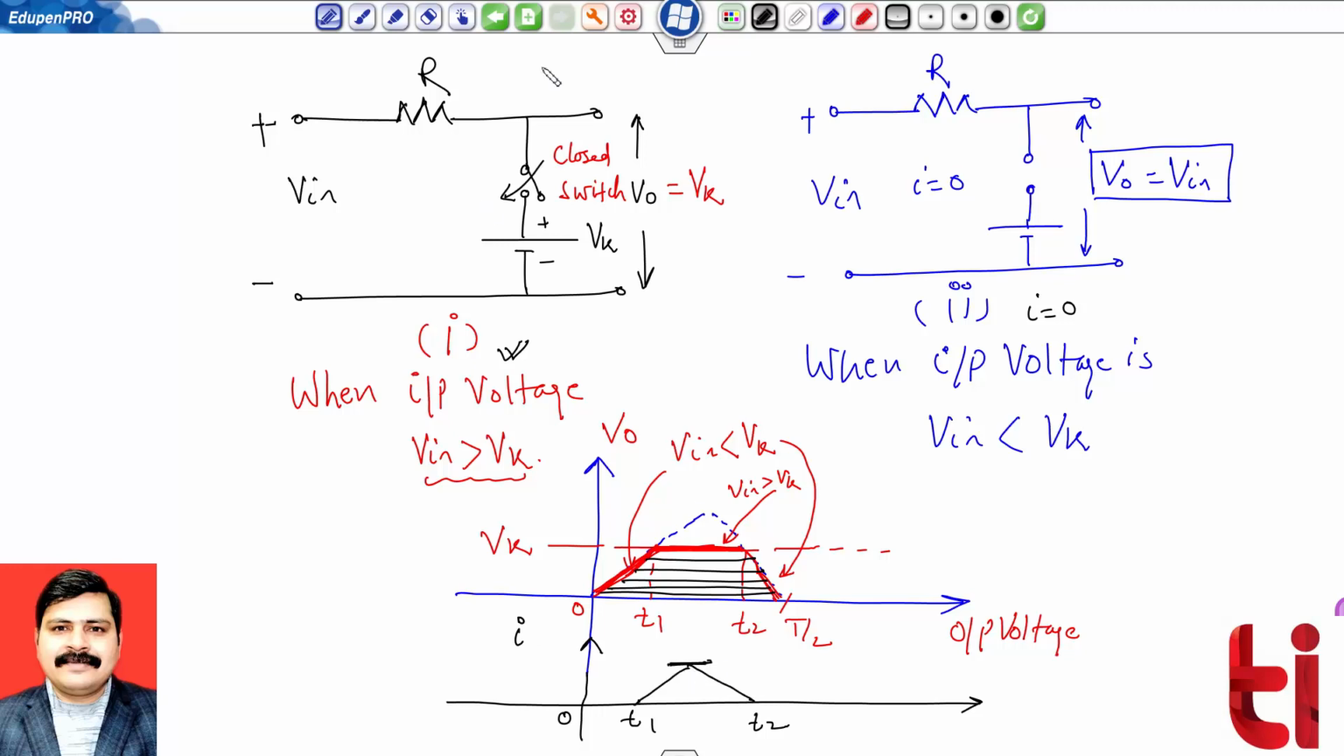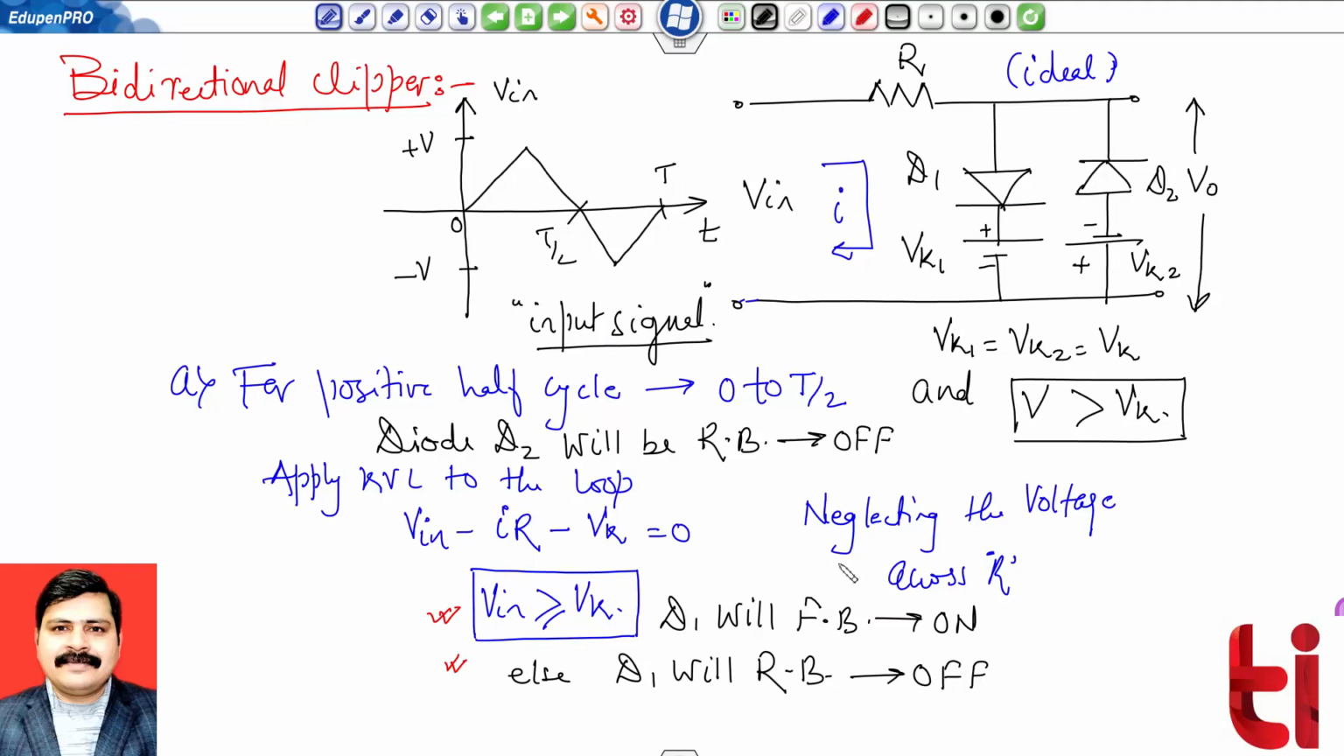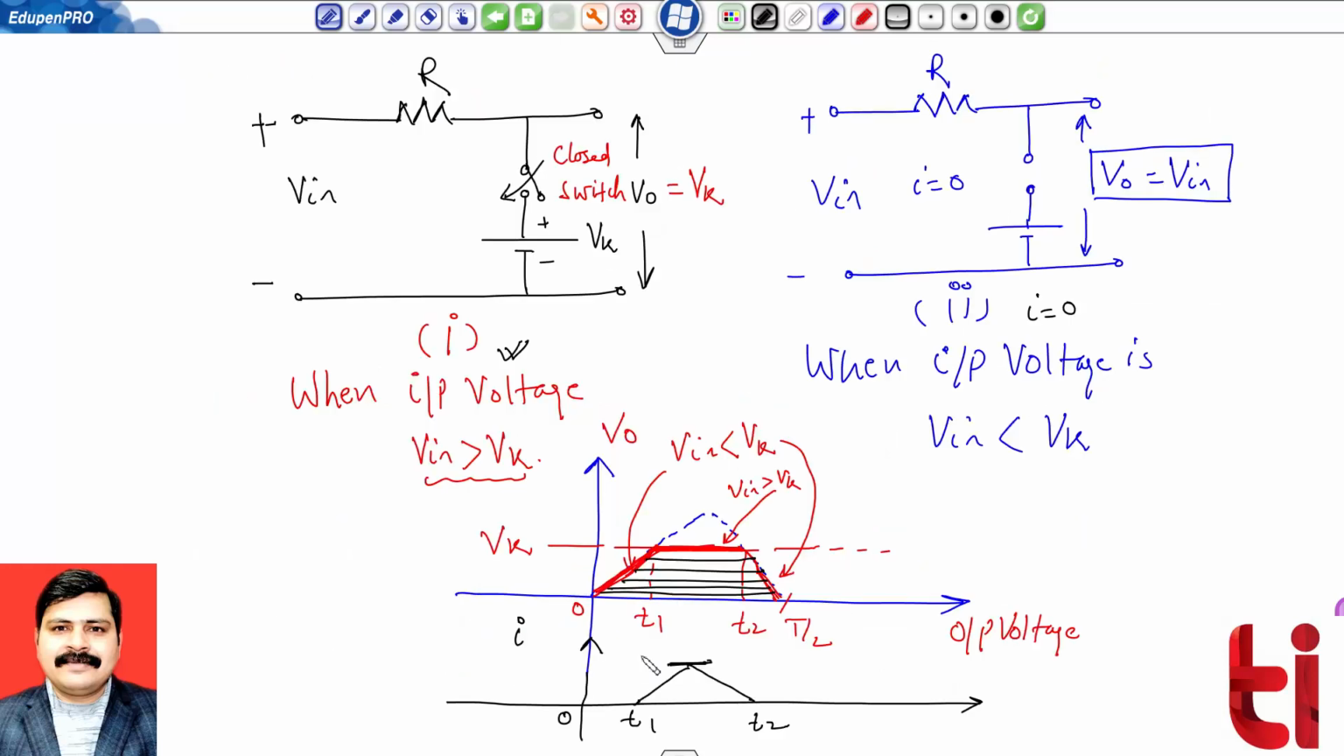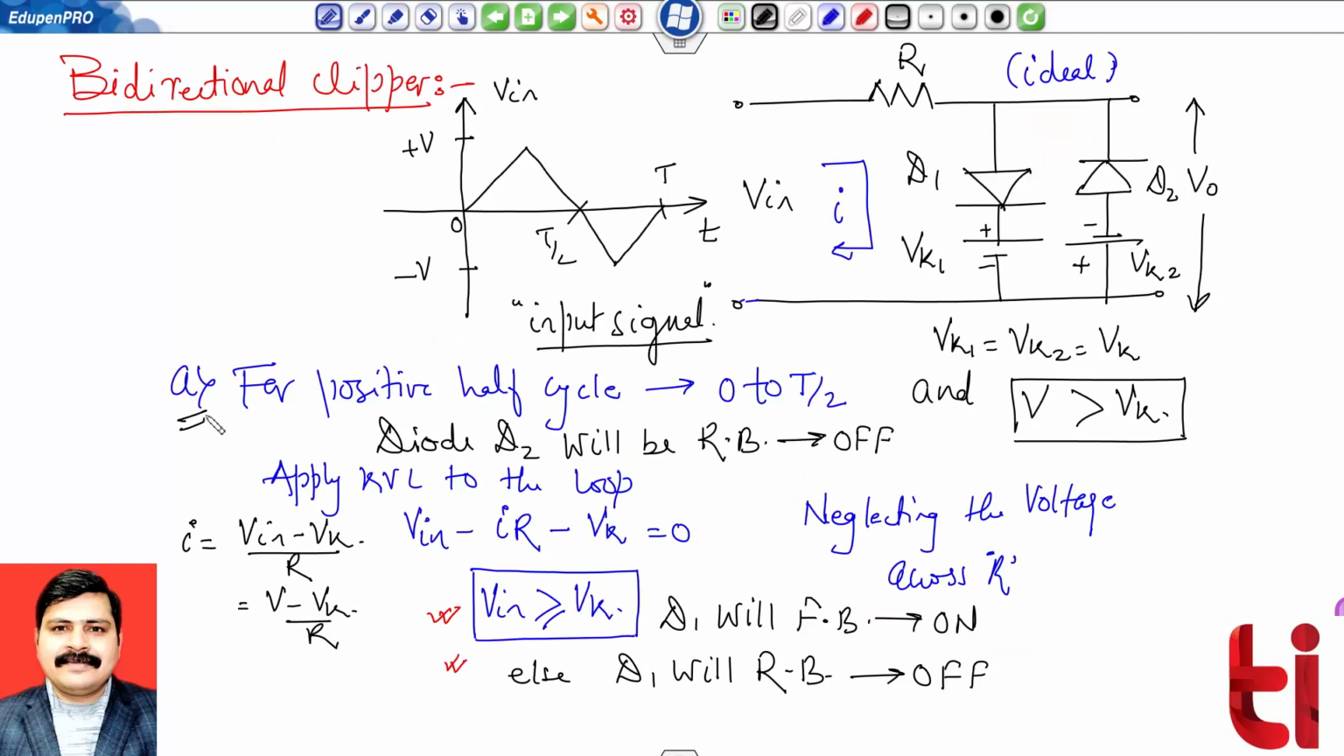So it can be calculated from the KVL. For the peak value of the signal, the KVL equation was Vin minus Vk minus IR equals 0. So from this relation, my value of I will be equal to Vin minus Vk divided by R. For the peak value of Vin as V, the peak value of current I will be equal to V minus Vk divided by R. Therefore, I am marking over here the peak value V minus Vk divided by R. So this is the first case for the positive half cycle.